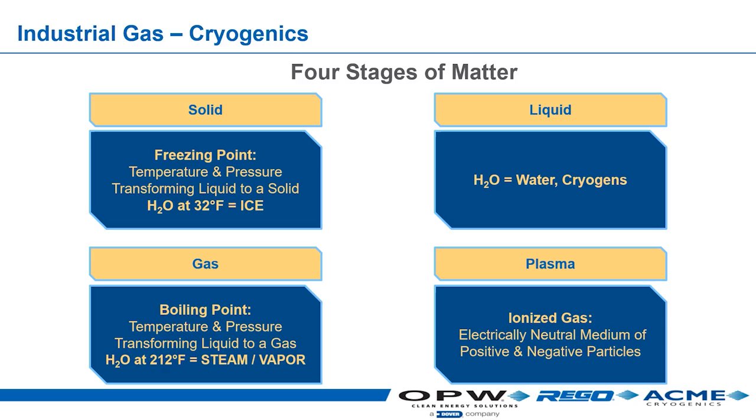And here's the chemistry part. Matter exists in 4 different phases or stages: solid, liquid, gas, or plasma. We're only going to talk about liquid and gas today, just those two, because those are the only two that apply to what we're discussing.